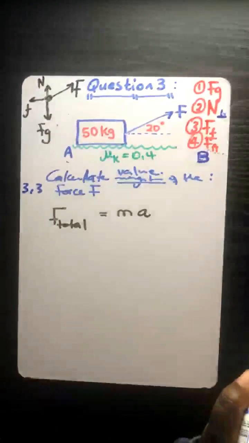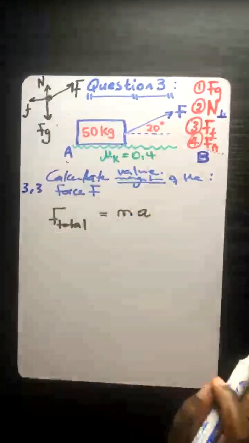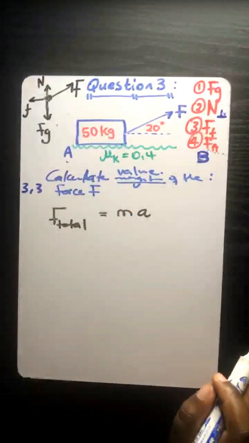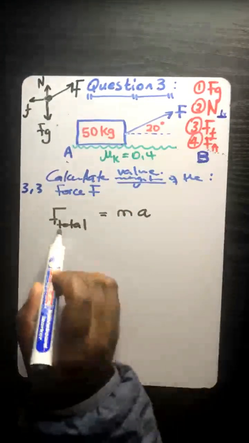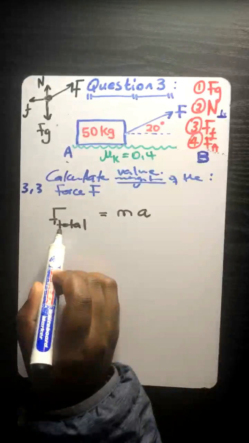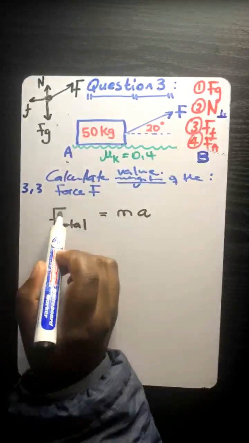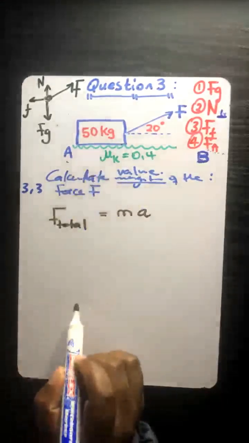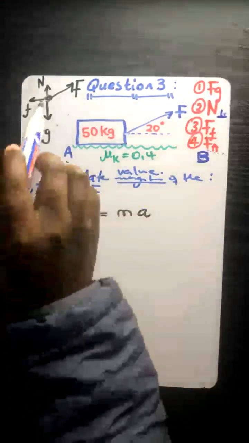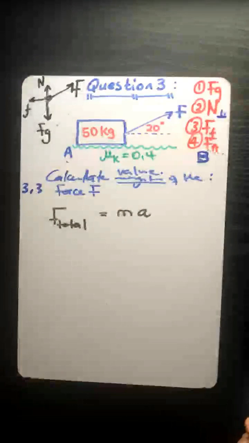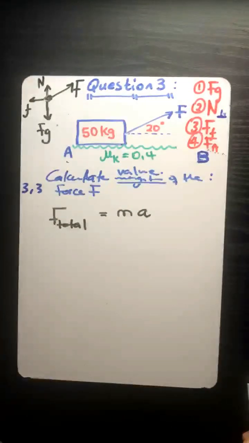If I have to expand this formula, I'm going to say total means you add. What are you adding? The forces. Which forces? Forces acting on that object. Where are those forces? They are the forces, honorable members.